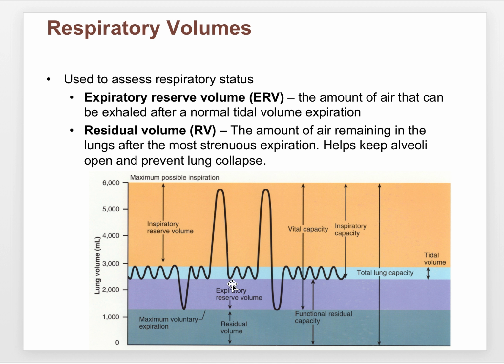As you breathe out as much as you can, that's expiratory reserve volume. The residual volume is the amount of air in the lungs after the most strenuous expiration. Here's the residual volume on the chart, represented by this teal colored line. It's important to have some air left over in the lungs after you expire, and not have all the air completely gone from the lungs. That helps keep the lungs open and prevents the collapse of the lungs.